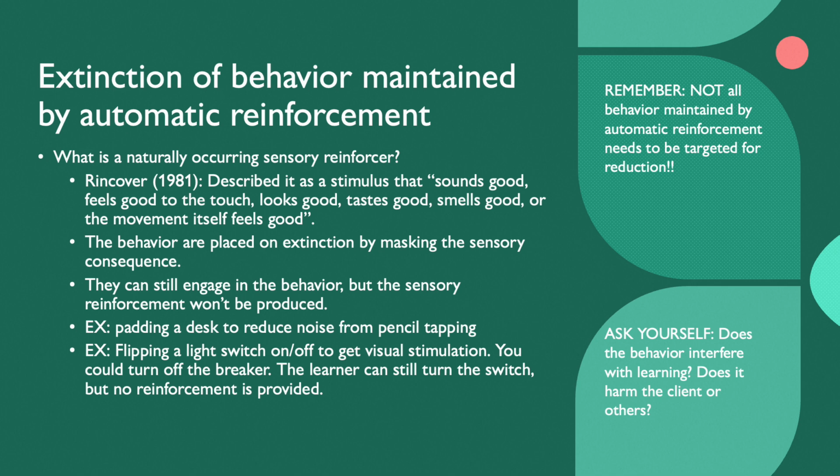One thing that we could do, if we wanted to implement an extinction procedure, would be to turn off the breaker or disconnect the switch so that they can still switch the light on and off, right? They can still move the switch up and down, is what I mean. But the light itself won't be changing. It won't be flickering on and off. And so the learner can still turn the switch, but no reinforcement is provided. And so ideally, if the behavior is maintained by that visual stimulation of seeing the lights flicker on and off, well, then that behavior would stop occurring altogether.